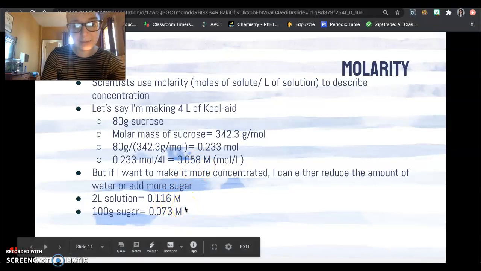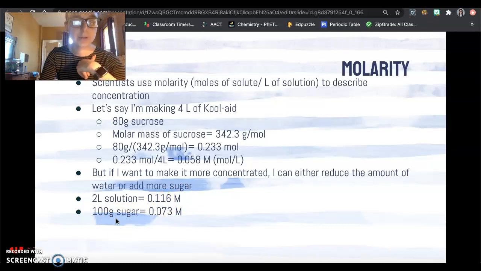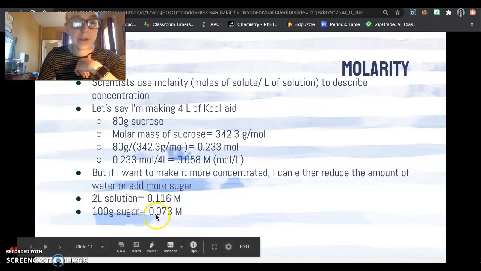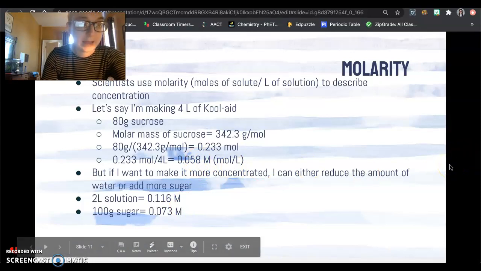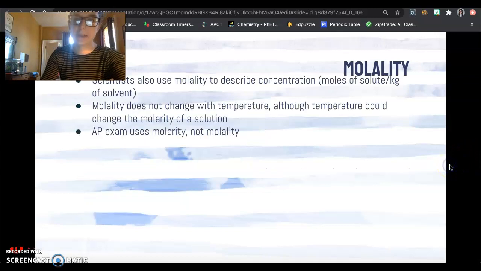But I could also add more sugar if I wanted a more concentrated solution. So if I use 100 grams instead of 80, still using the 4 liters of solution total, I get a 0.073 molar solution. So less concentrated than if I halved the volume of solution that I'm making, but more concentrated than my original solution. But usually in science, in labs, what we're doing is actually diluting things, which we will get to in the next slide.